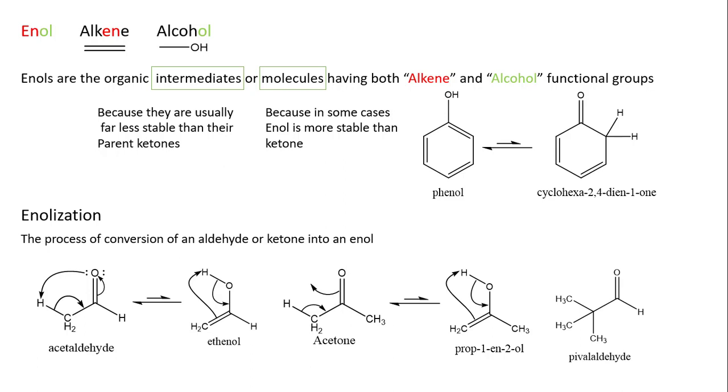Now let's take another example of pivalaldehyde. The pivalaldehyde has a tertiary butyl group at one side and a hydrogen on the other side. The tertiary butyl group has no alpha hydrogen, and the hydrogen attached to the carbonyl group is not alpha at all. So this aldehyde is not enolizable.